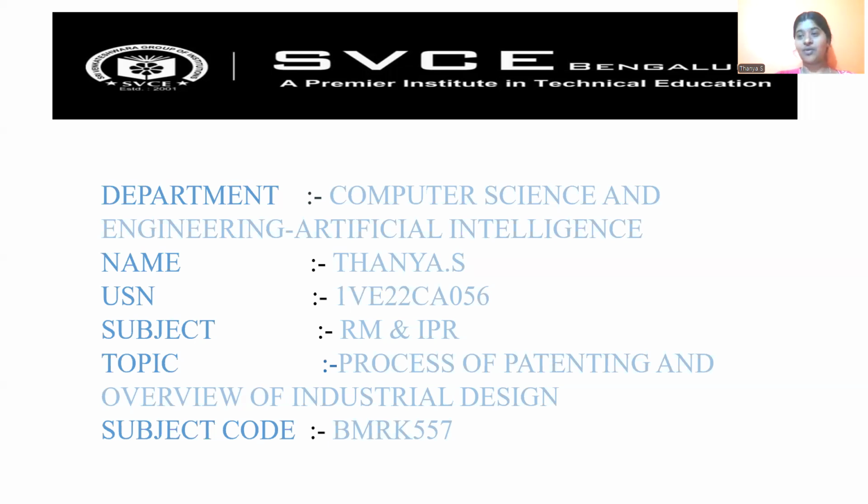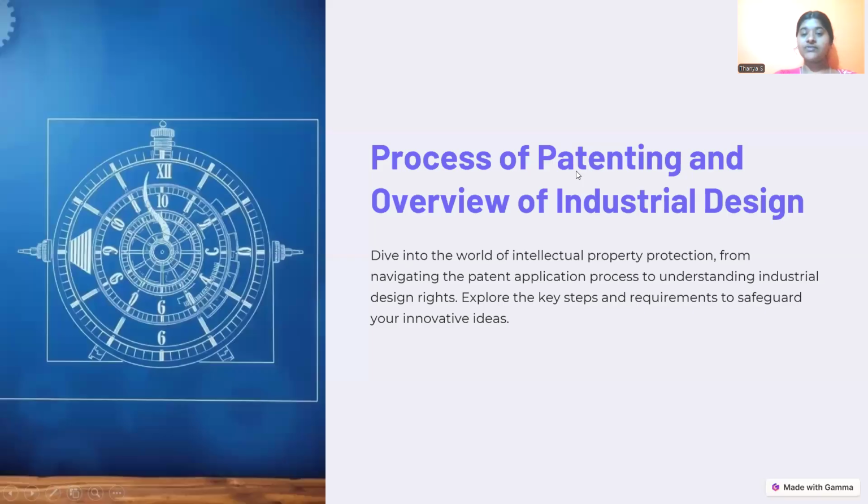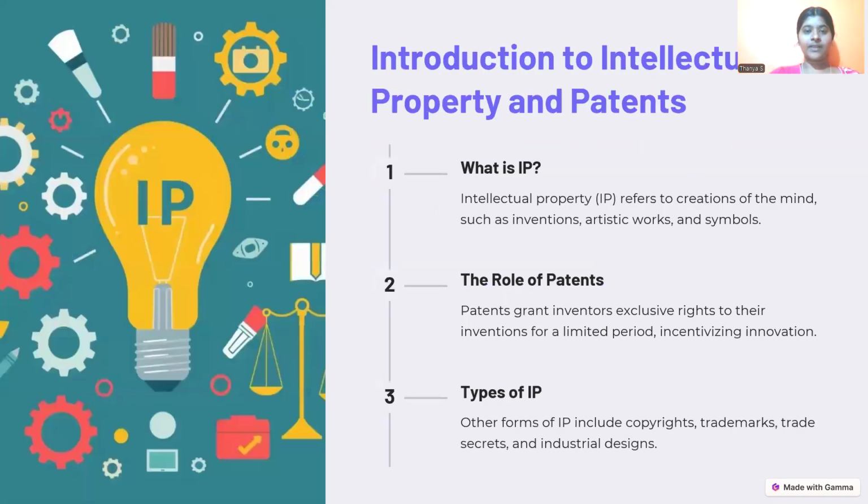So today's subject is about RM and IPR. The topic is process of patenting and overview of industrial design. First one is process of patenting and overview of industrial design. Dive into the world of intellectual property protection, from navigating the patent application process to understanding industrial design rights. So here you'll explore the key steps and requirements to safeguard your innovative ideas.